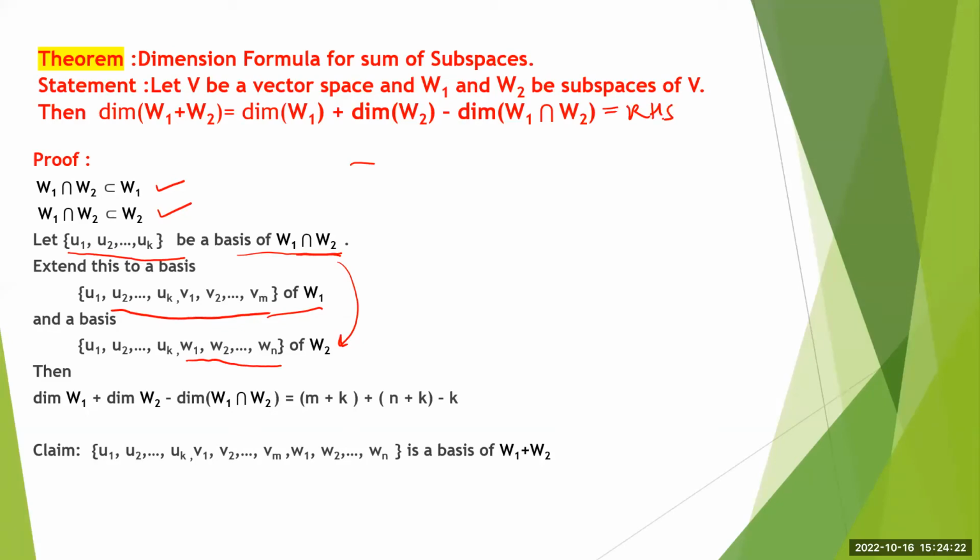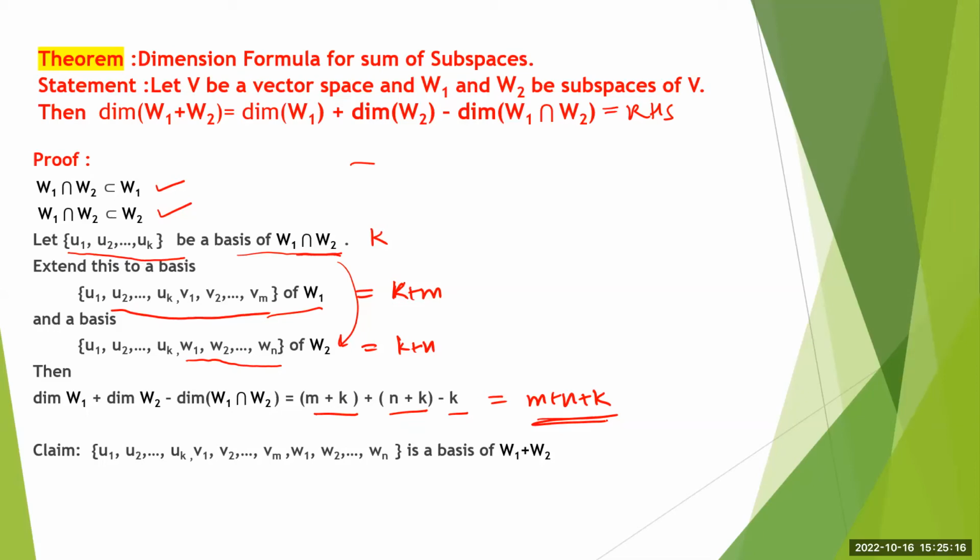My RHS says dimension of W1 plus dimension of W2 minus dimension of W1 intersection W2. So from here, I can say that the number of elements in W1 which are linearly independent and span W1 is K plus M. In W2, the number of elements is K plus N. And the number of elements in the basis of W1 intersection W2 is K. So by filling in all the values, we get M plus K plus N plus K minus K. So it will be M plus N plus K. That is, my dimension of W1 plus W2 should be this. So the number of elements in the basis of W1 plus W2 is equal to the dimension of W1 plus W2.